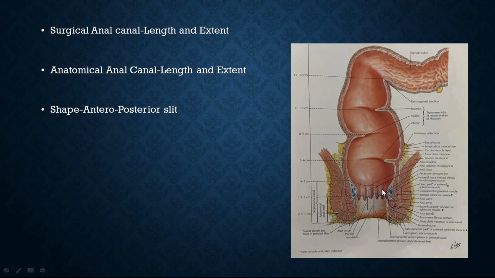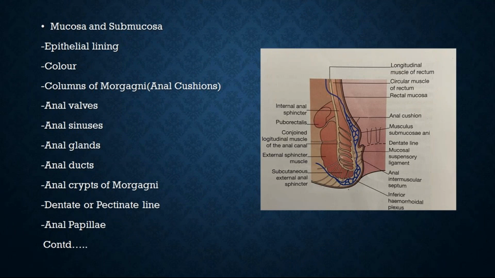Each column of Morgagni is supplied by a superior rectal artery and a superior rectal vein, which are branches of the inferior mesenteric artery and the inferior mesenteric vein. As you know, the superior rectal artery and the superior rectal vein, these two components, form a radical.